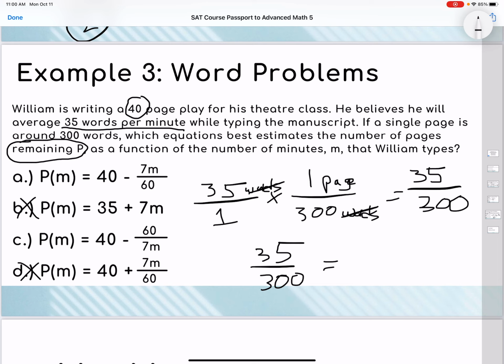And now if we simplify that fraction, we can actually divide both of them by 5. And you'll see that that final fraction is 7 over 60. Which now we have to multiply that 7, of course, by the number of minutes that he works, because that's going to be his rate, right? 7 times the number of minutes that he works over that 60, which represented originally the 300 words. It's just a simplified version of the 300 words per page. And then the 7, of course, is the simplified version of the 35 words per minute. So in this case, we have 7m over 60, which would reveal A to be our correct answer.